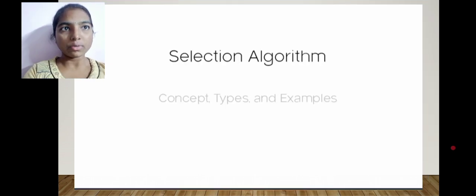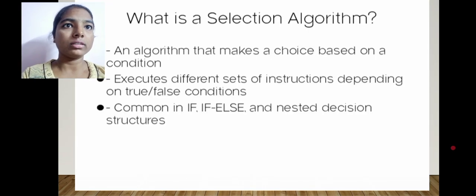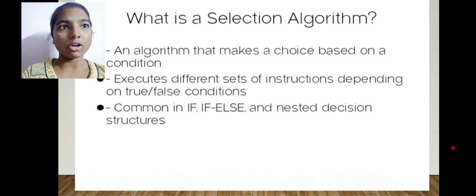Next we will discuss selection algorithm. What is a selection algorithm? An algorithm that makes a choice based on a condition, executes a different set of instructions depending on a true or false condition. Common in if-else and nested decision structures. If and else conditions are categorized under selection algorithm.